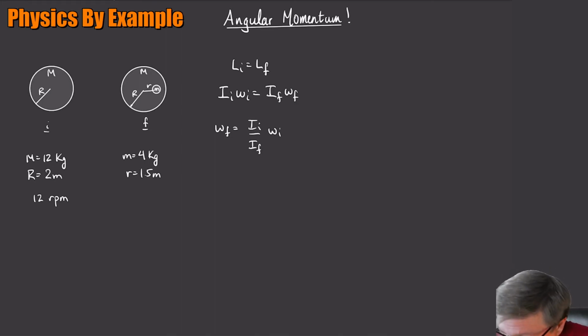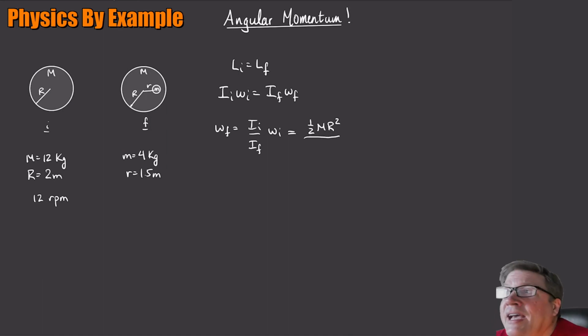So what is the initial moment of inertia? Well, it's just a rotating disk. It's just a turntable. Thinking back to what we've done before, the moment of inertia of a spinning disk is just 1/2 mr squared, right?